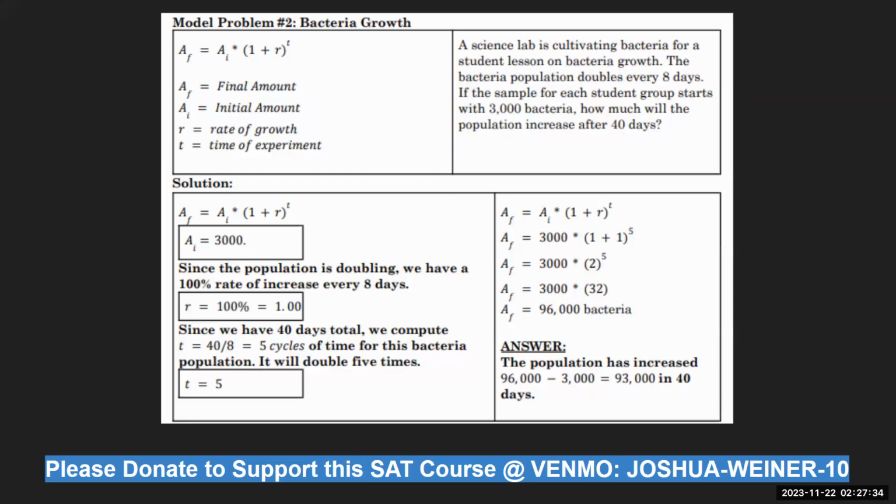And the question was, how much should it increase? So don't forget, 96,000 is a trick answer. You have to subtract the initial 3,000 to say that it increased 93,000 in 40 days. Okay, so it increased, how many percent is that? 30, oh boy. 31 times the initial amount. 3,100%. 31 times.